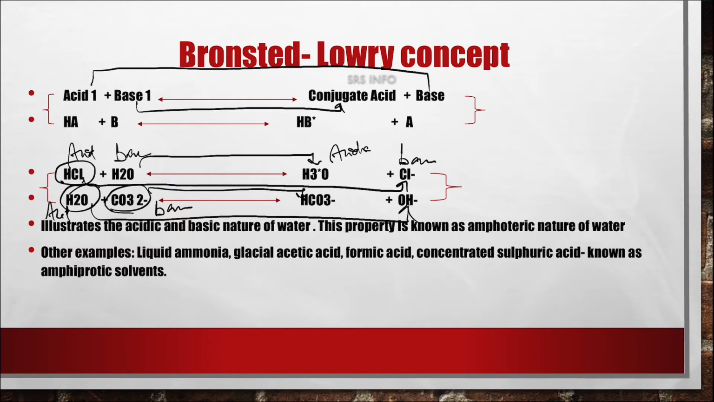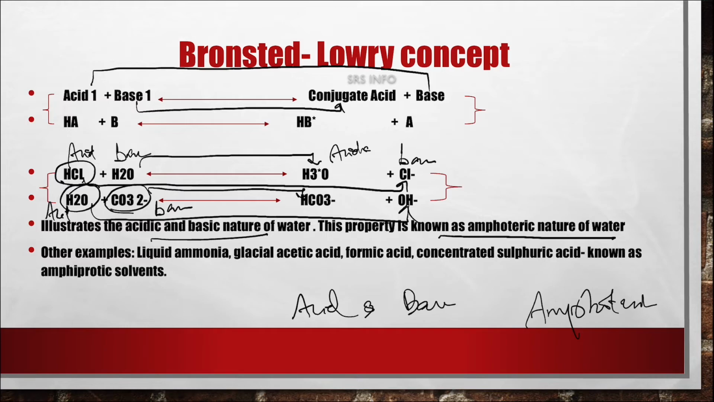Okay. And this illustrates the acidic and basic nature of water, and this property is known as the amphoteric nature of water. Based on the chemical conditions, water acts both as an acid and a base. And this property of water is known as amphoteric nature. We have some other examples also which show this amphoteric nature, like liquid ammonia, glacial acetic acid, formic acid, concentrated sulfuric acid. All these are known as amphoteric solvents.